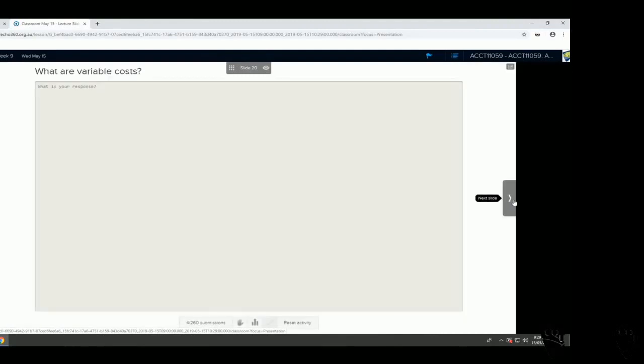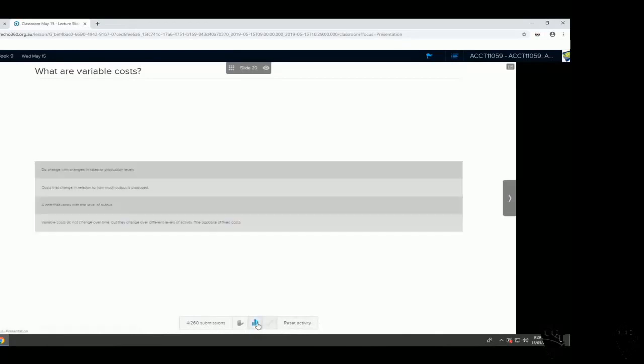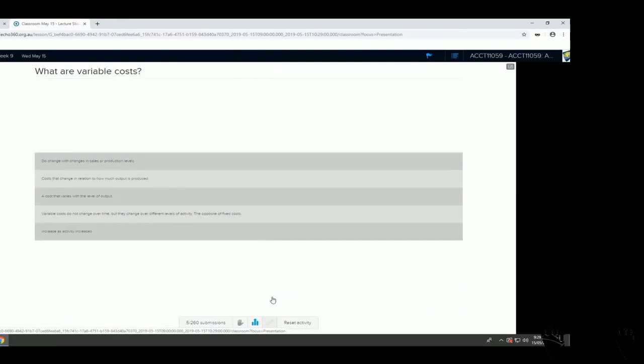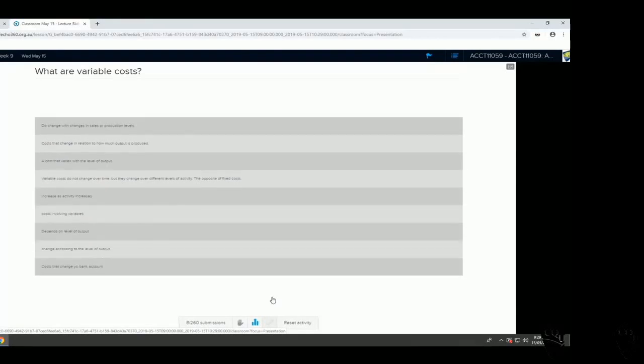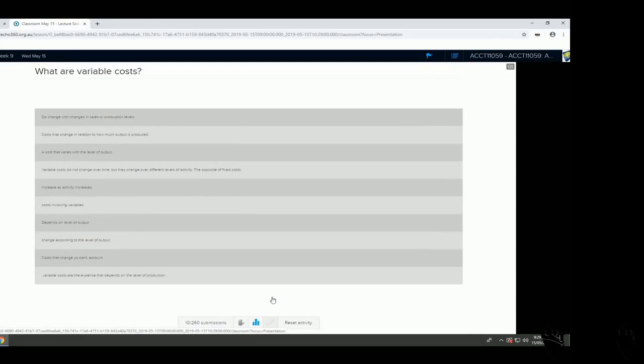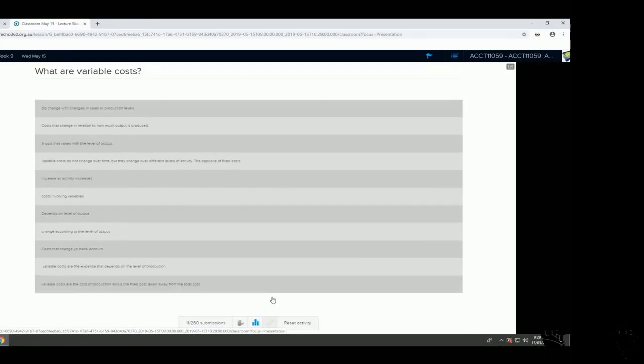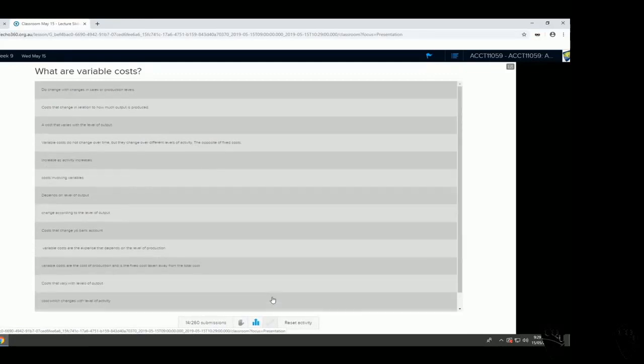What are variable costs? Just quickly write down your idea. What do you think variable costs are? They do change with changes in sales or production levels. Costs that change in relation to how much output is produced. A cost that varies with the level of output. Variable costs do not change over time, or they might, because of inflation, but they change over different levels of activity, the opposite of fixed costs. They increase as activity increases.